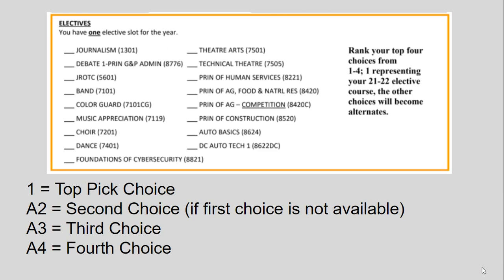So looking at the electives, you're going to select a top pick choice. You're going to place a number 1 by your first choice. Then you're going to place an A2 for your second choice if the first choice is not available. You will also select an A3 as your third choice and an A4 as your fourth choice. Selecting alternatives that you are interested in is very important in case you cannot get your first top pick choice.